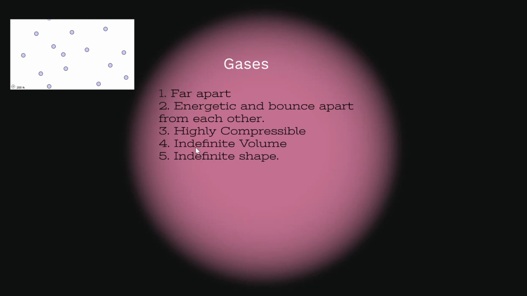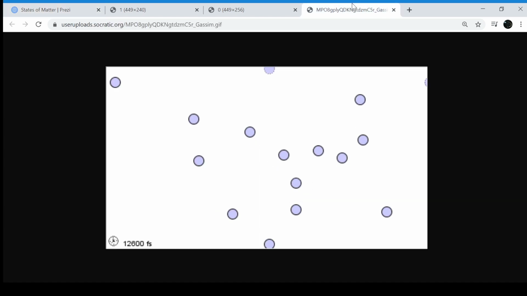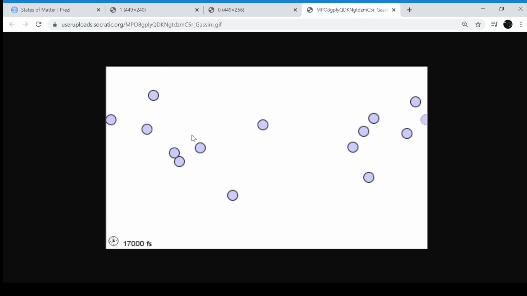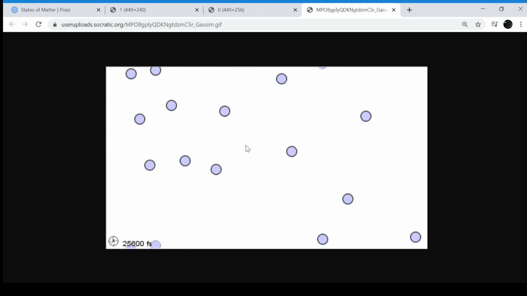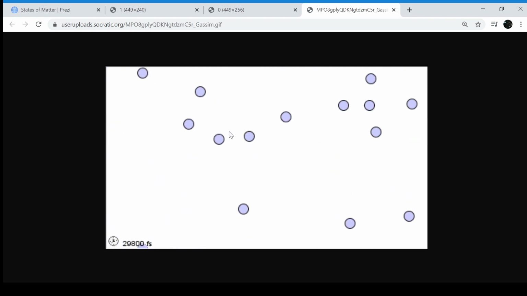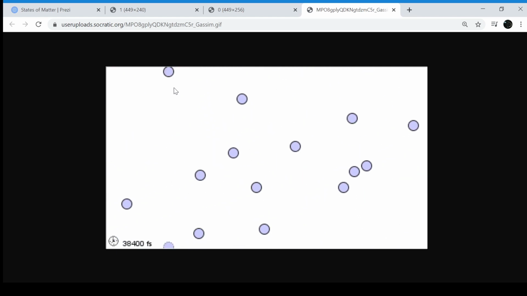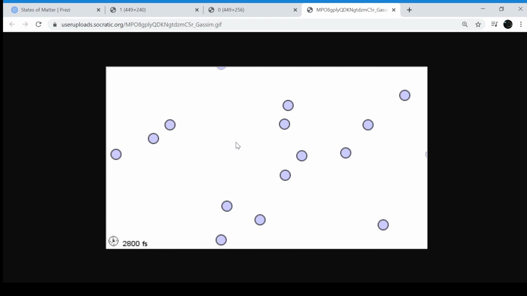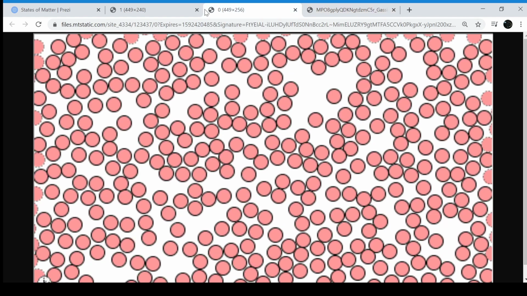And this one as well, we do have an example that we can go ahead and look at, where the gas is right here. You can see that they have a lot of room to move around. When they do collide with another gas, they bounce off one another, and it's just how the gases work right there.